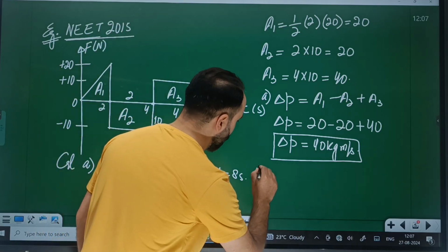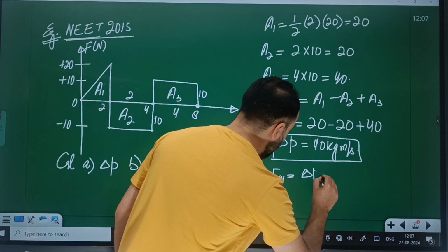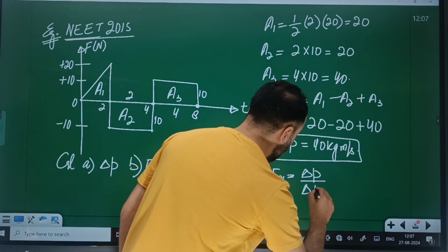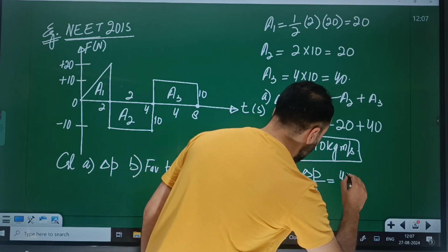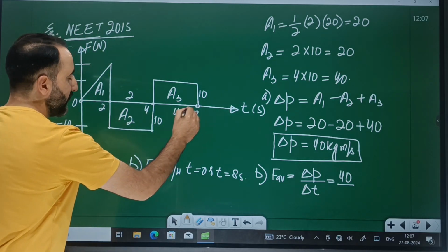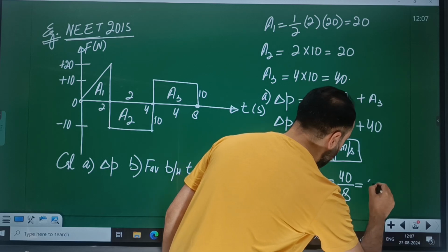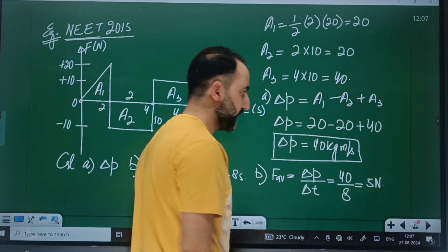ये equation आप use कर लो बेटा, तो आराम से आप average force निकाल सकते हो. That's equal to delta P divided by delta T. What is delta P equal to? That is 40 divided by delta T. आप देख लो बेटा, from 0 to 8. So that's 8 minus 0, which is equal to 8. 40 divided by 8 comes out to be 5 Newton.